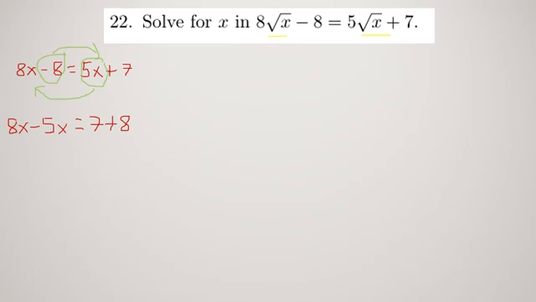So, ganyan ang mangyayari dyan. And then, 8 minus 5 is 3x equals, ano to? 3x equals 15. Divide both sides by 3. So, x equals 5. Now, pareho lang din ang solution actually sa if square root of x.